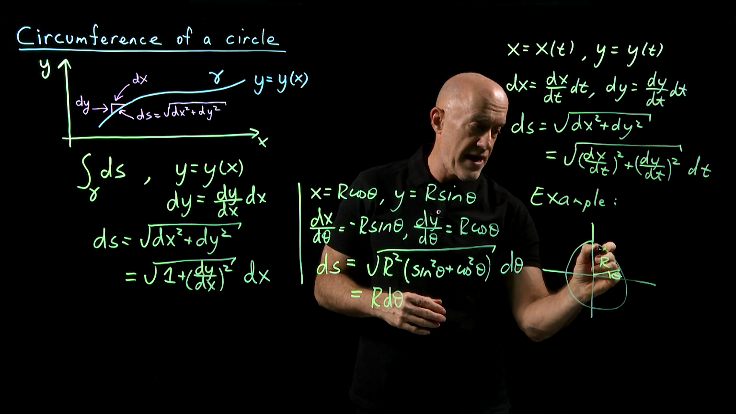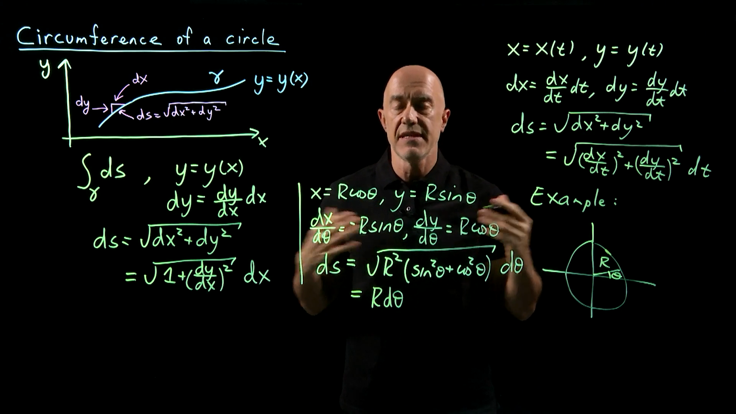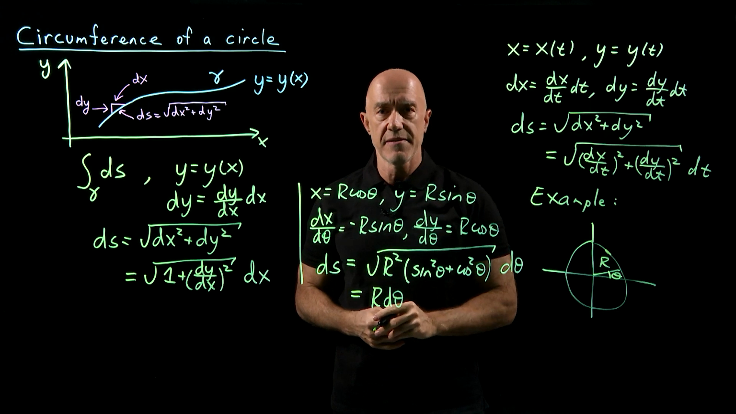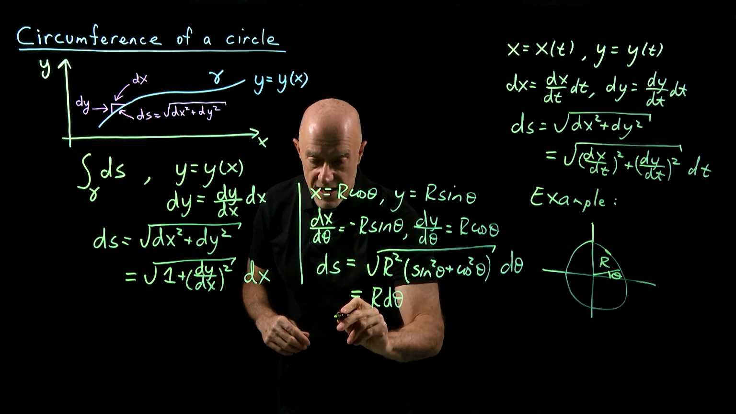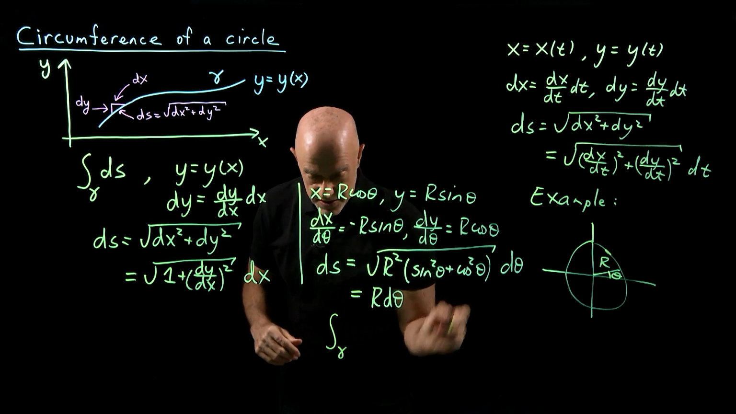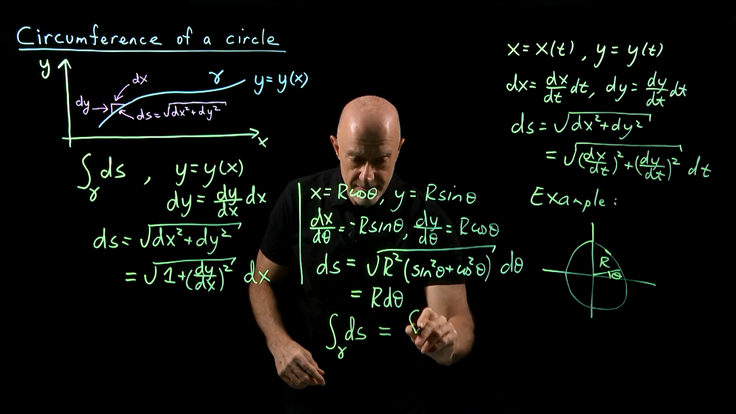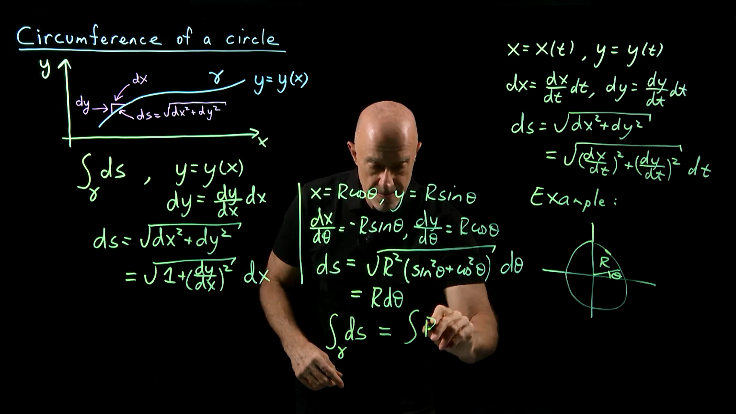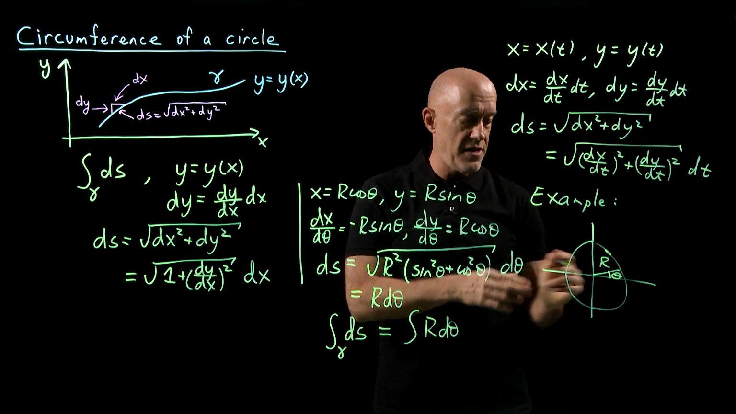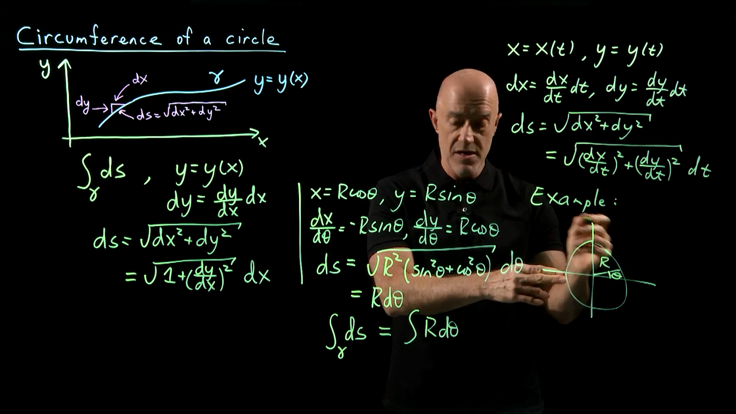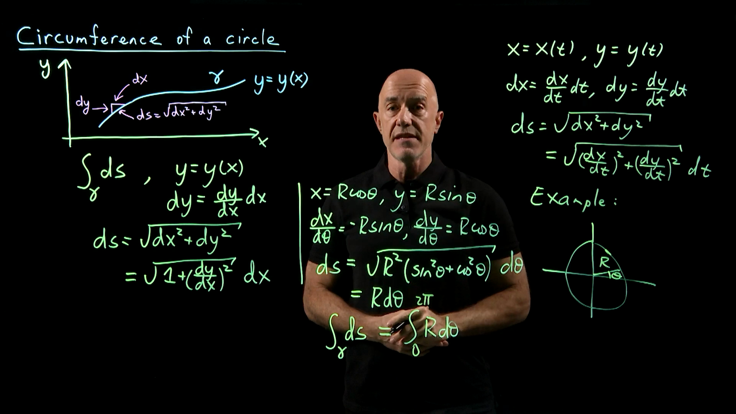So that's very simple, right? So ds, the small arc length here, is just the radius times d theta. You kind of know that already. So then to find the circumference of the circle, we have the integral over the circle itself of ds. That becomes the integral of r d theta. And we need to know how we get the whole circle when we vary theta. We get it when we vary theta from 0 to 2 pi. So this integral becomes the integral from 0 to 2 pi of r d theta.